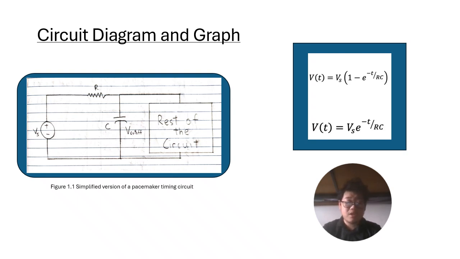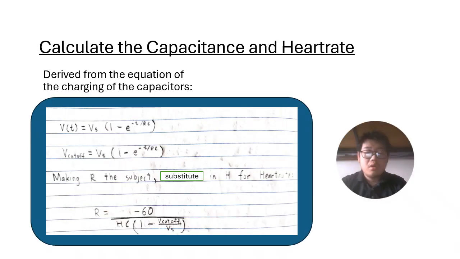The rest of the circuit acts as an open circuit while the capacitor is charging. It then will short the circuit when the capacitor discharges, resulting in the Vs being cut off and the current running through the circuits. This is the mathematical way to calculate the desired heart rate, derived from the equation of the charging of the capacitor.